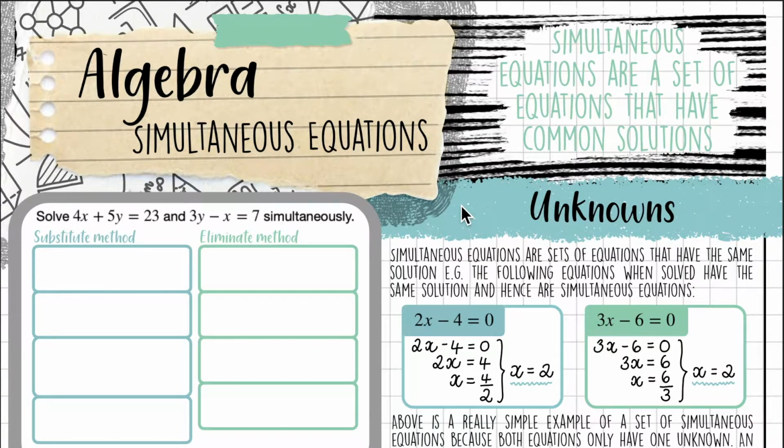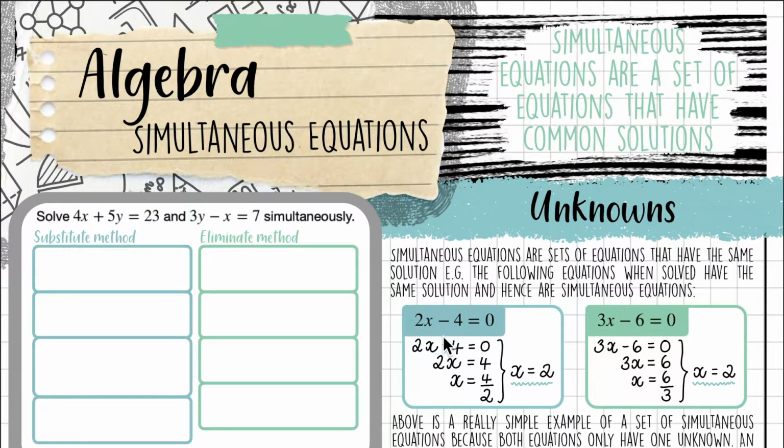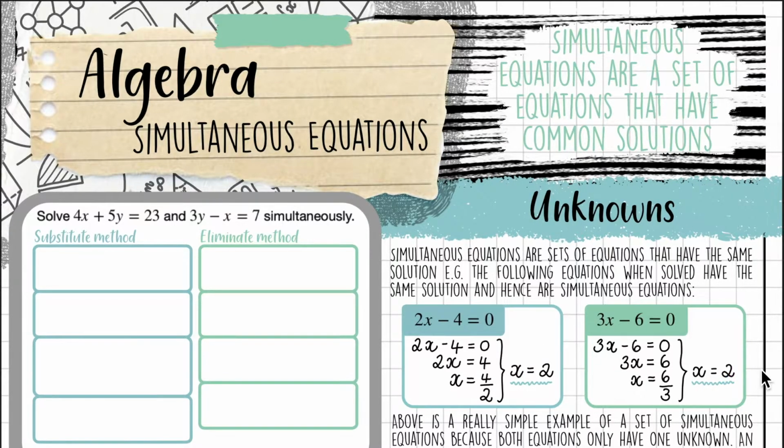Alright, this is the worksheet for Algebra Section 12, Simultaneous Equations. Simultaneous equations are equations that have the same solution. Simple as that. Right here, we have two equations. These are standard equations that we've seen plenty of times over the course of these algebra videos. If we solve each of these equations, we find that the solution to both is x equals 2. Hence, we've got two equations that have the same solution.